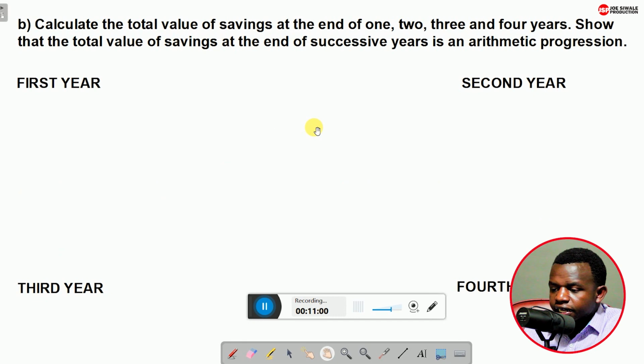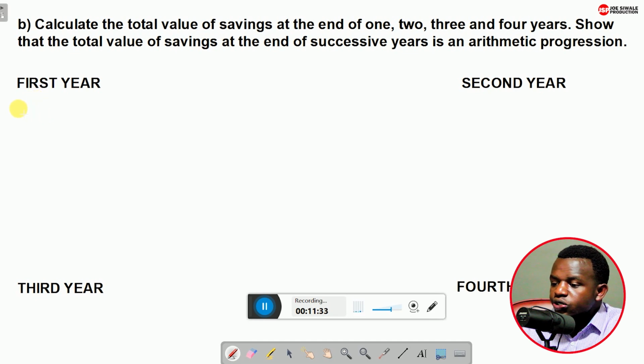Let us now look at question B. Question B reads: calculate the total value of savings at the end of 1, 2, 3, and 4 years. Show that the total value of savings at the end of successive years is an arithmetic progression. So here we've been told to calculate the total value of savings at the end of the first year, second year, third year, and the fourth year. So we're going to start with the first year.